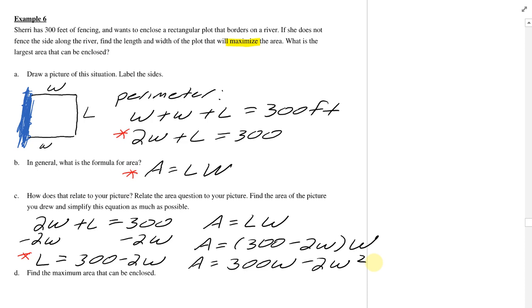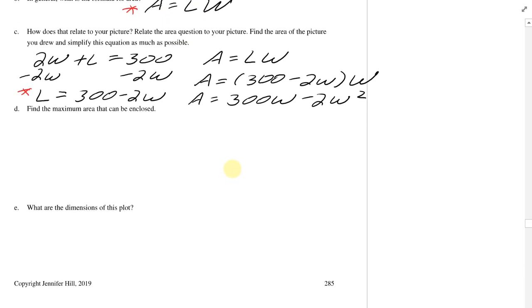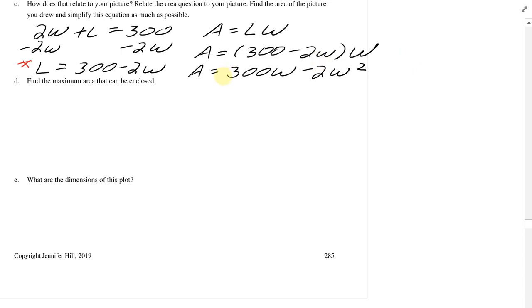Okay, so I found a way to relate my perimeter and my area, and now I've found this structure of my area equation. I just want you to look at this equation for a second. What kind of equation is this? It has a W squared, so it is a quadratic equation. So this is quadratic.